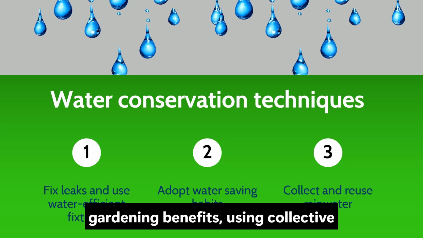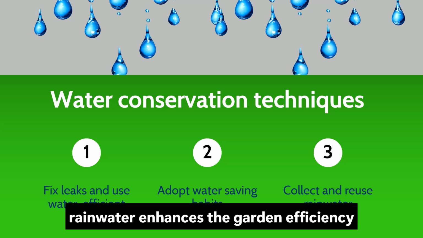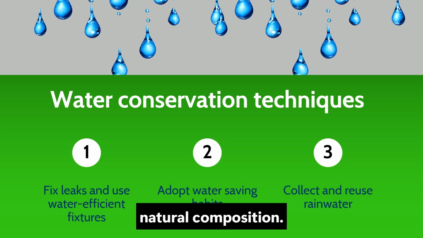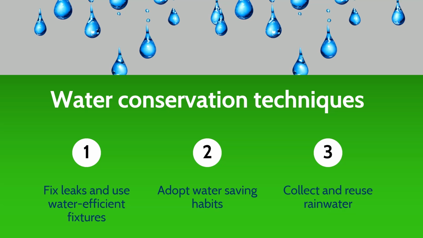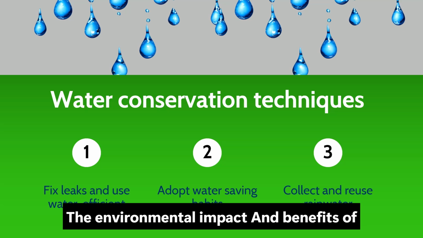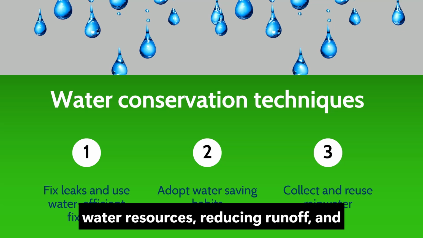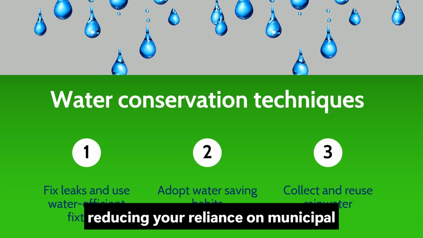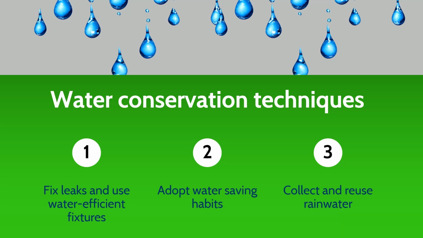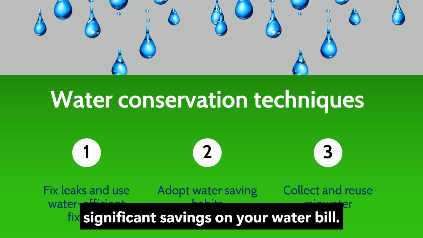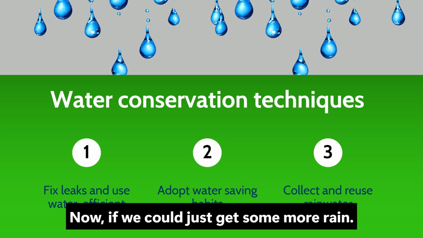And speaking of gardening benefits, using collected rainwater enhances the garden efficiency and promotes healthier plants due to its natural composition. The environmental impact and benefits of rainwater harvesting include conserving water resources, reducing runoff, and reducing your reliance on municipal water sources, potentially leading to significant savings on your water bill. Now, if we could just get some more rain.